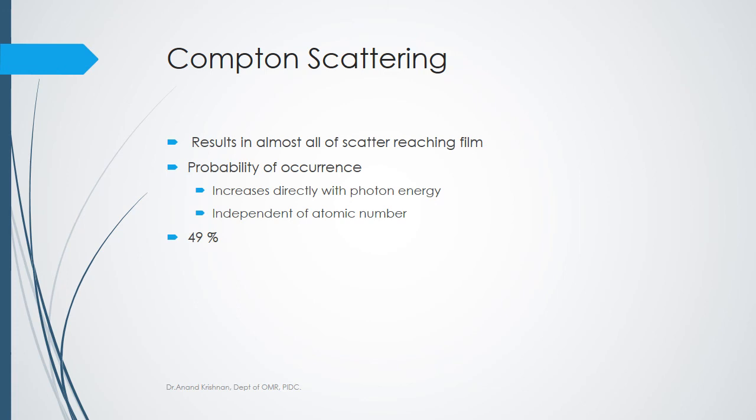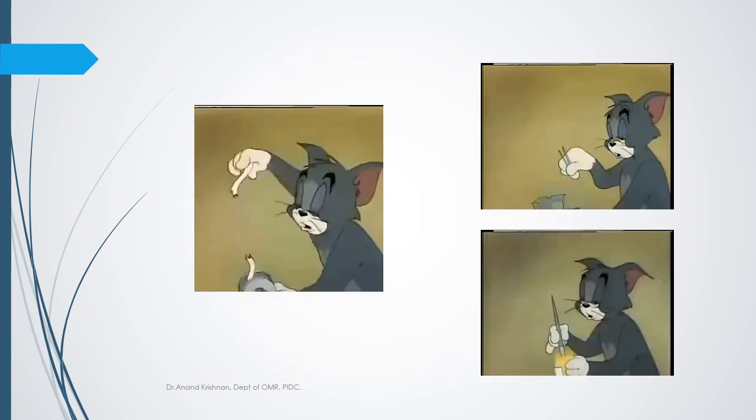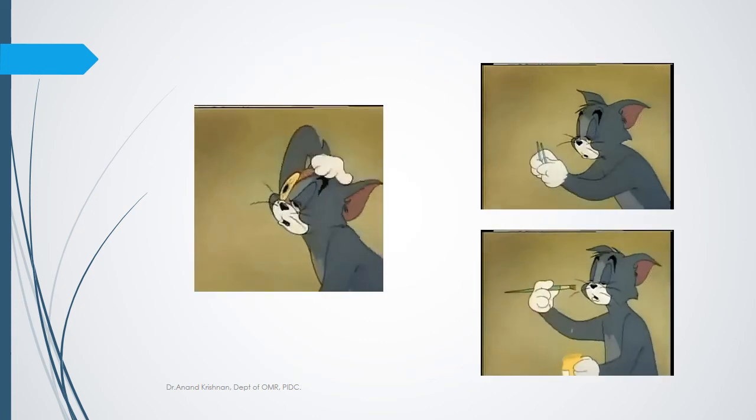So again, going back to Compton scattering, which we have already discussed before, it results in almost all the scattering reaching the film. Probability of occurrence varies directly with photon energy, independent of atomic number.